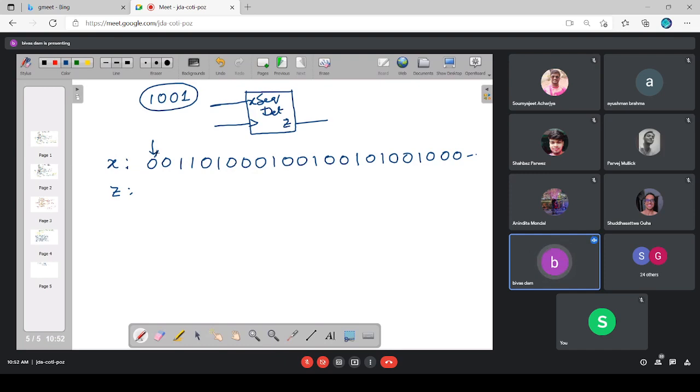So place yourself in the place of the sequence detector and try to draw an inference at every clock edge. At the first clock edge, what will be the inference? My available X bit is 0. So what inference will you draw? First bit, no sequence bit detected. Can this 0 be a part of the sequence? No.